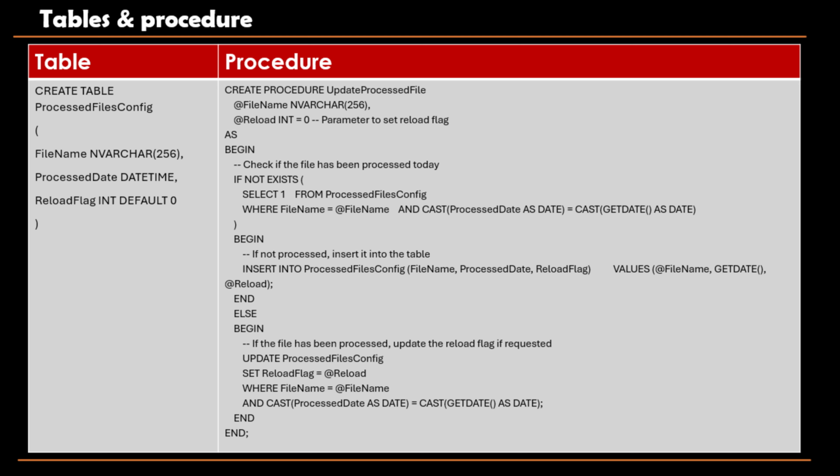After processing every file, we should update the configuration table to indicate that the file has been processed. For that, we need a stored procedure. Next we have the procedure, update processed file. It will check if the file has been processed today. If the file is not processed, it will insert an entry into the table. If the file is already processed, it updates the reload flag.